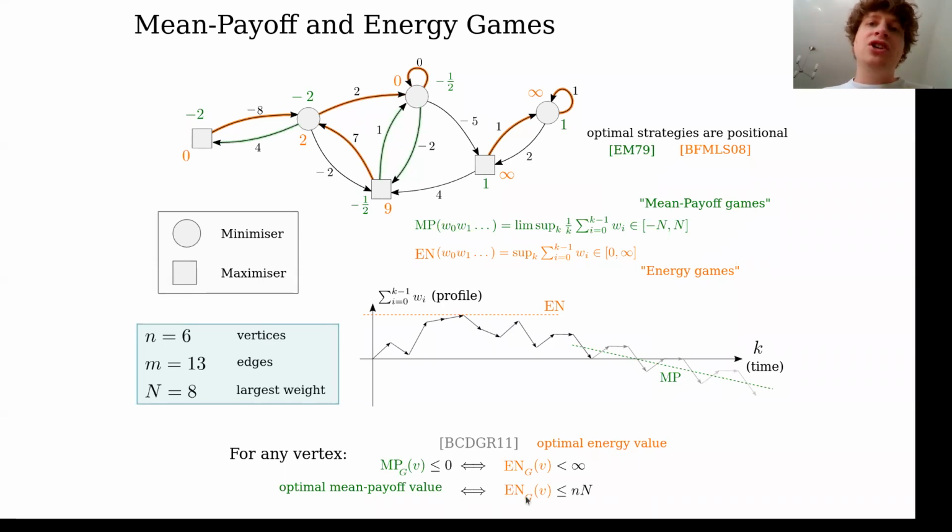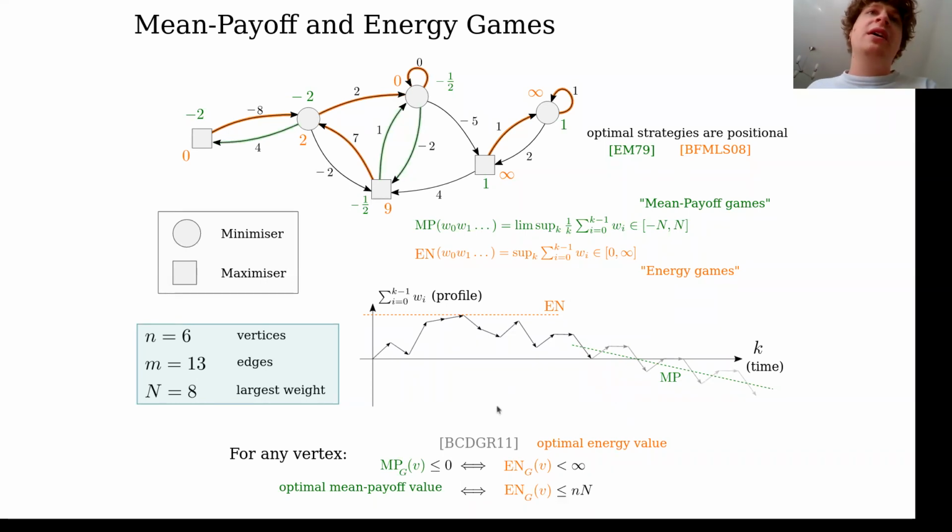Another observation we can make at this stage is that whenever an energy value is finite, it is obtained by first having a small path and then cycling in a non-positive cycle. So the finite energy values are actually bounded by the number of vertices times the largest weight. And this is a standard observation.